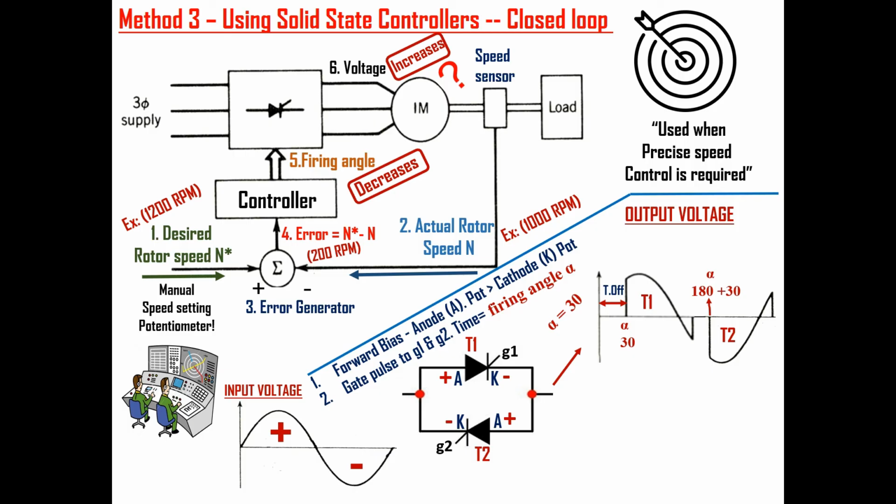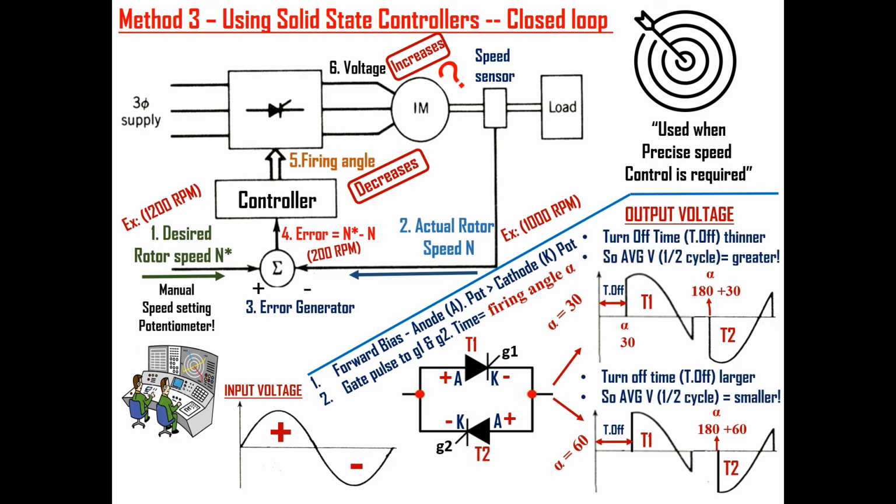If we change the firing angle alpha from 30 to 60 degree, then the output voltage will look as shown here. As you can see, the turn off time will be larger for alpha equal to 60 degree when compared to alpha equal to 30 degree. So the average voltage for half cycle at alpha equal to 30 degree will be greater when compared to alpha equal to 60 degree. I think now you understand why voltage is increasing when firing angle is decreasing in closed loop solid state controllers.